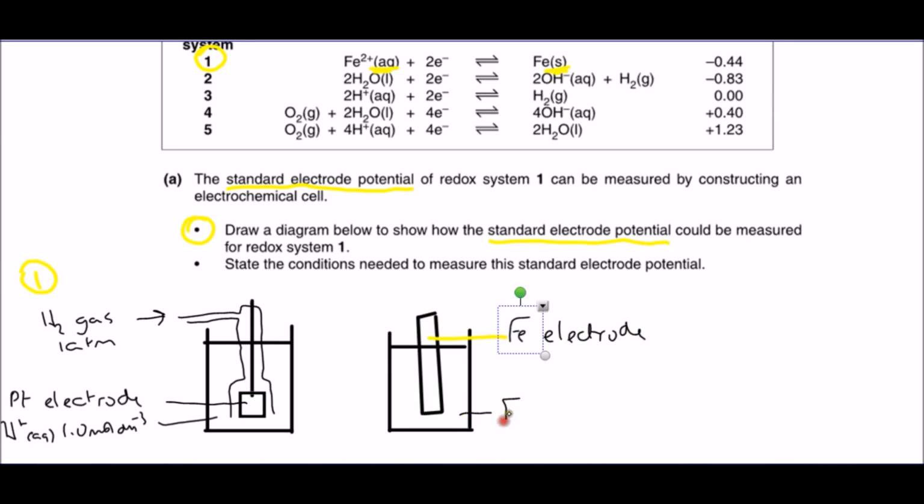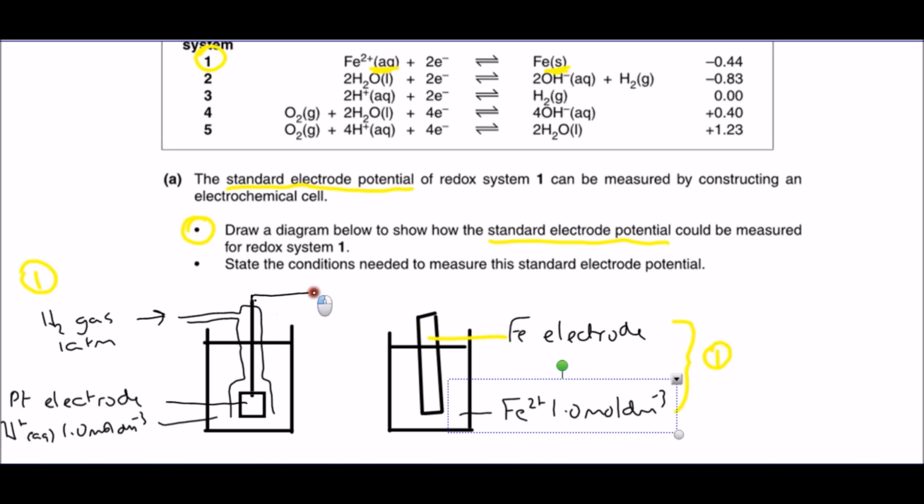And in solution we add Fe2+ at 1 mole per decimeter. Okay, so the second mark for this diagram is for these two things here being correctly labelled. And then the final thing we're going to do is connect this circuit. So we've got a voltmeter connecting the electrodes and a salt bridge connecting the two solutions.